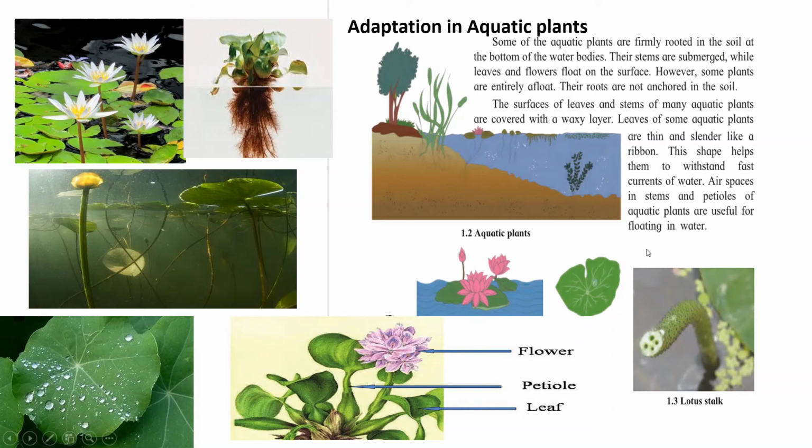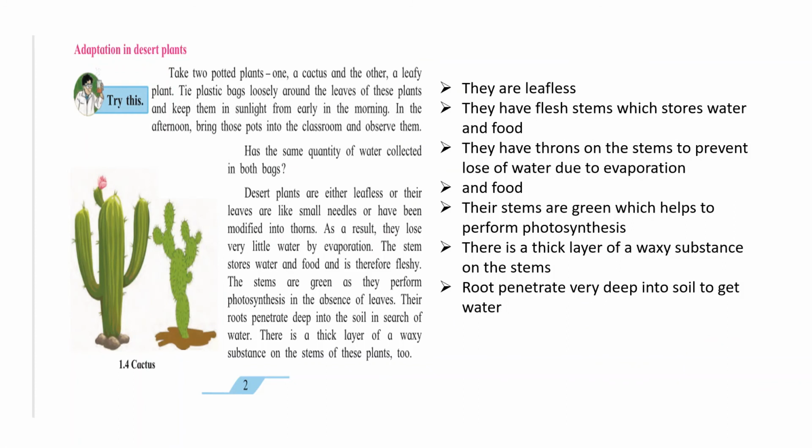Now let us see adaptation of desert plants. Desert areas are very dry and their temperature can go around 45 to 48 degrees, and the average rainfall of these regions is below 25 centimeters. So the plants in these areas are modified in such a way to bear that extreme weather and to survive in very low water levels. So what are the adaptations of desert plants?